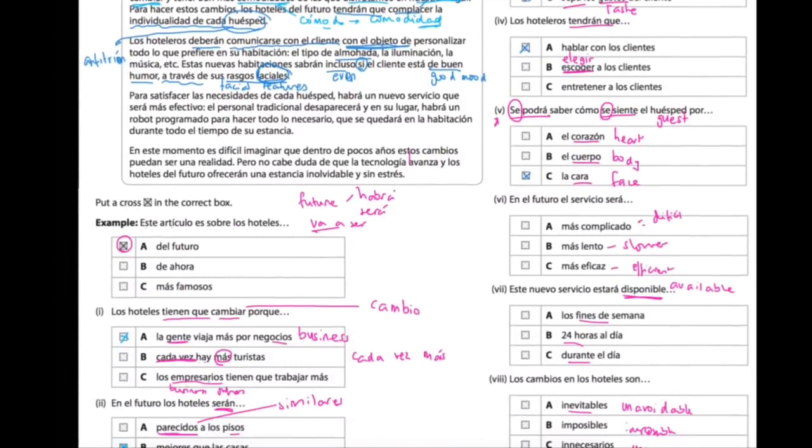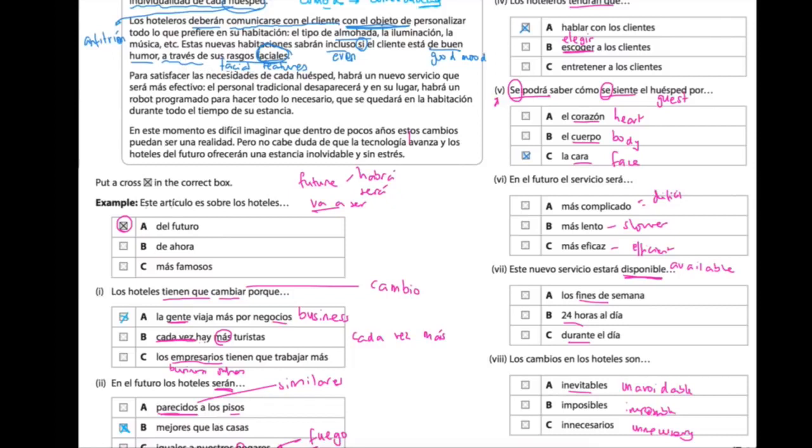So, para satisfacer las necesidades de cada huésped, to satisfy the needs of each guest, habrá un nuevo servicio, there will be a new service, okay, so we've got it here, nuevo servicio, que será más efectivo, it will be more effective. Now, efectivo and eficaz are basically, in this context, synonyms, so you've got it there. Este nuevo servicio, and when is this service going to be available?